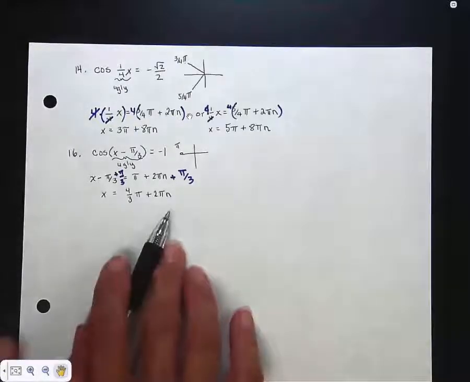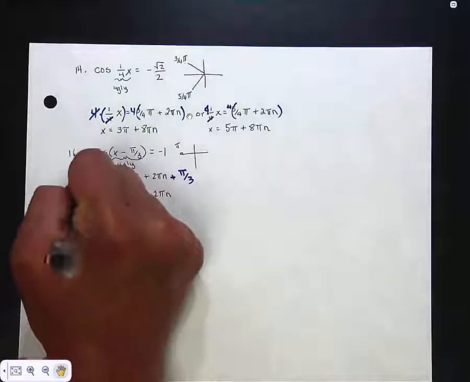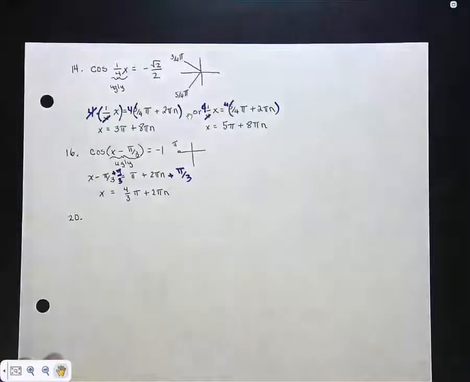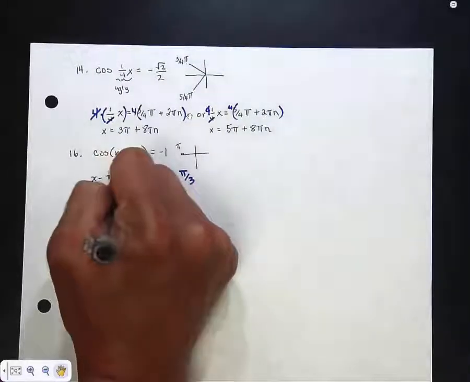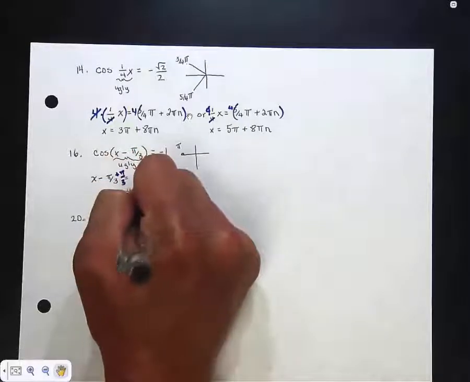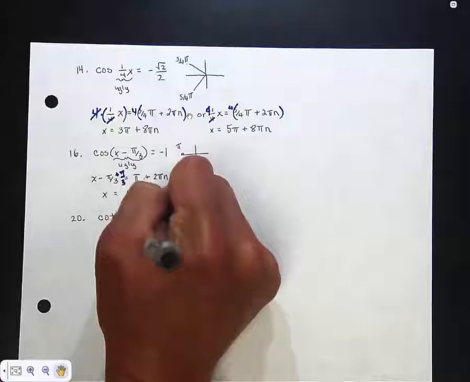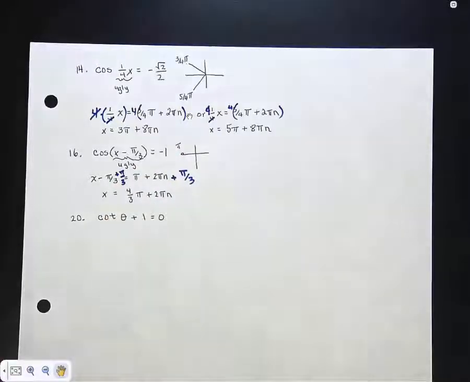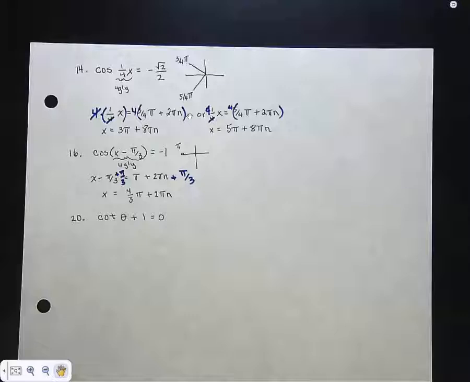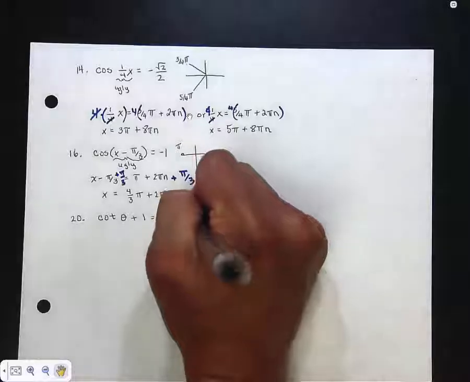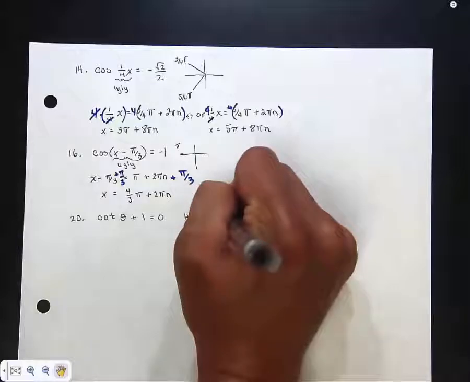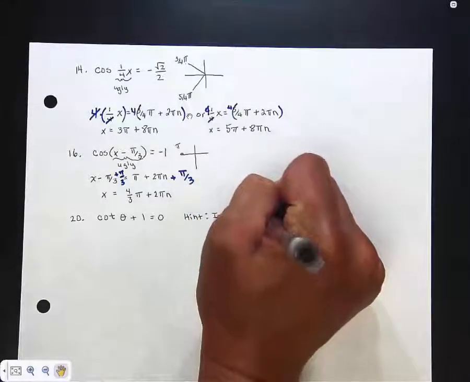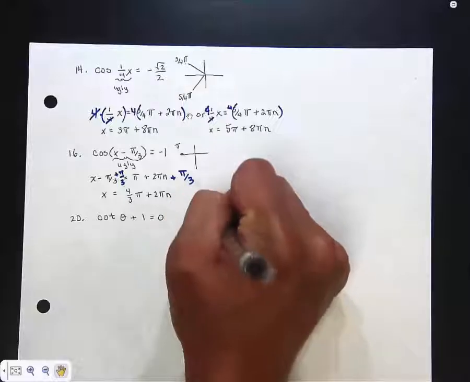All right, I only have one more of these before I'm going to give you another hint or tool that you may need to use sometimes. Number 20 says cotangent theta plus 1 equals 0. Actually, I just noticed I'll need the hint on this equation. So let me go ahead and tell you what the hint is. Sometimes the first thing I need to do is isolate the trig function.